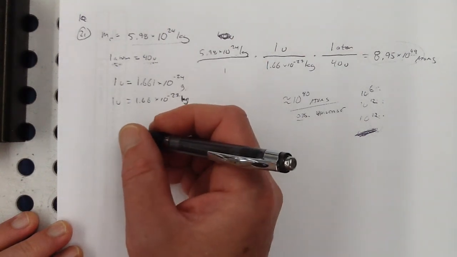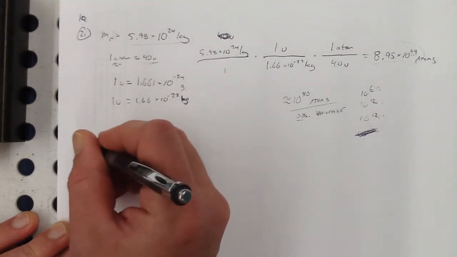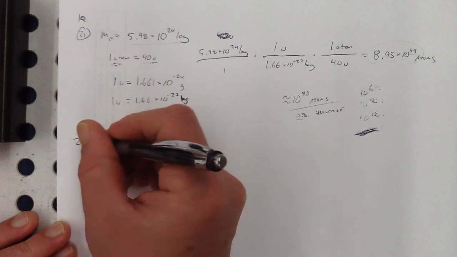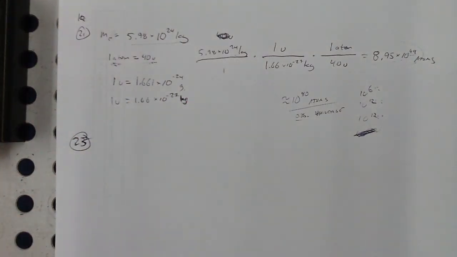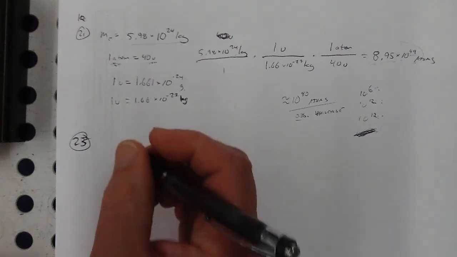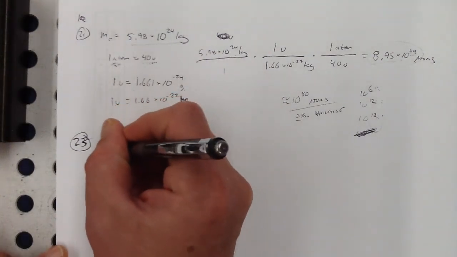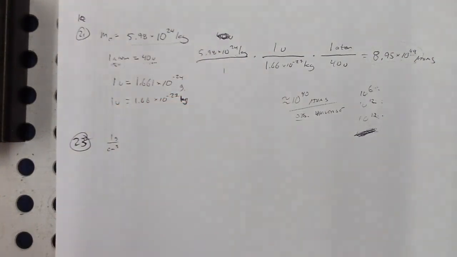Let's see. Last one. 23, what do we have here? Assuming that water has a density of exactly 1 gram per cubic centimeter, find the mass of 1 cubic meter of water in kilograms.